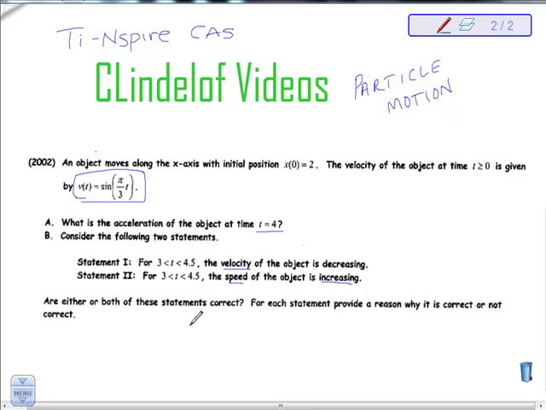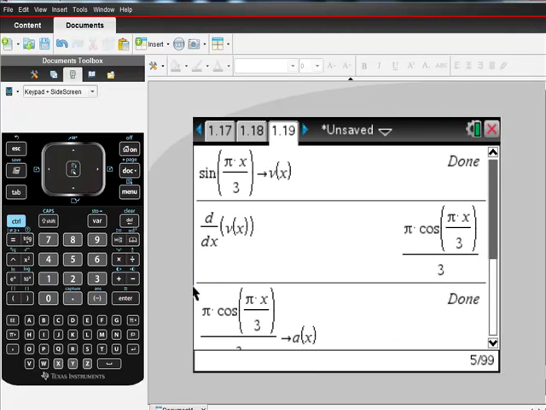Two questions. What is the acceleration at t equals 4? The second one gives us two statements, and we're asked to check the correctness of them. The first one says, for t greater than 3 but less than 4.5, the velocity is decreasing? We have to figure out if we agree with that. And then for the same time interval, is the speed of the object increasing? So this is kind of a trick question. Let's go to our calculator and take a quick look.